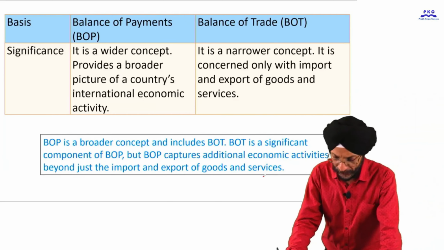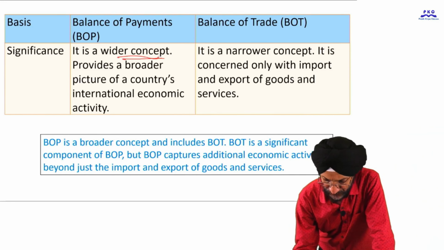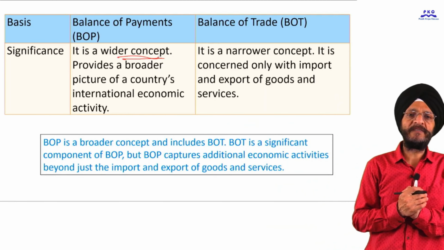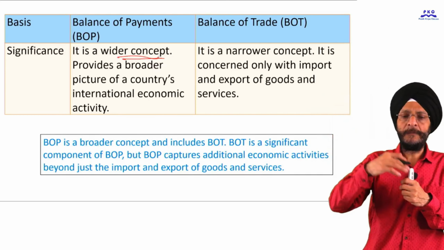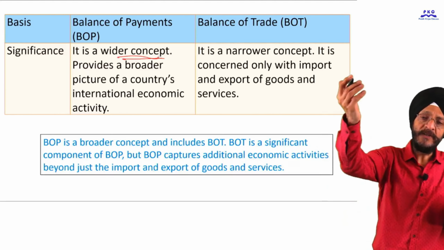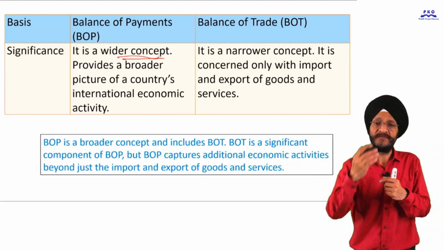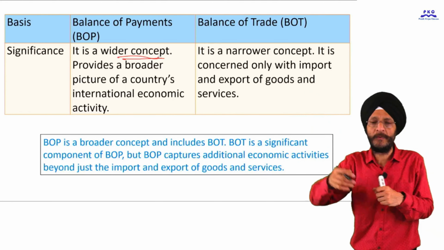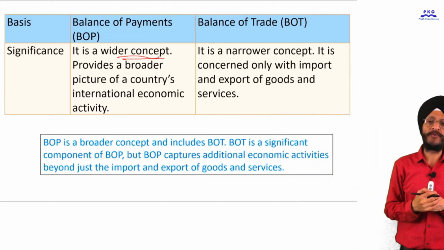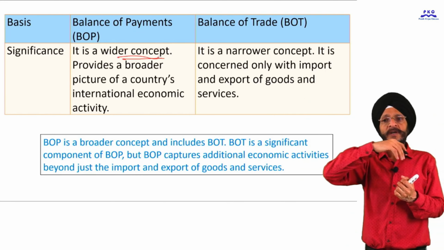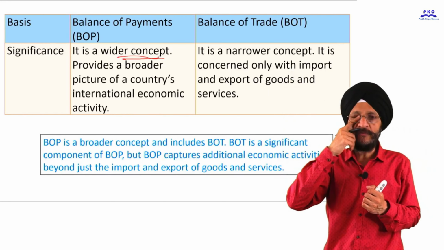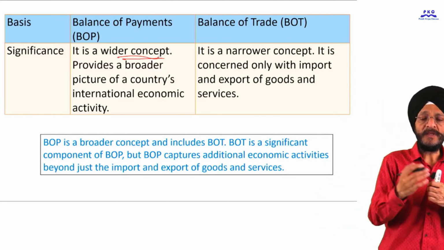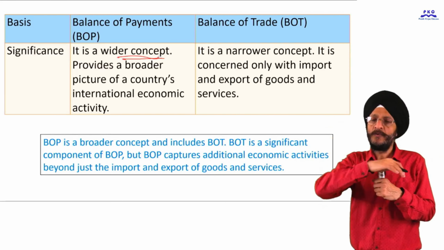Significance: balance of payment is a wider concept. It provides a broad picture of the country's international economic activity, whether exports are more in comparison to imports. It will also provide what is the position with regard to unilateral transfers, whether we are receiving more in the form of unilateral transfers or we are paying more in the form of unilateral transfers, whether income received from investments is more or we are making more payment to the foreigners in the form of income on investments. And we will also understand whether capital transfers are more or less. We will have all this.